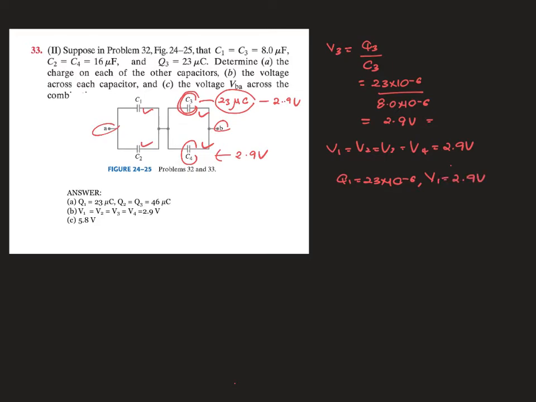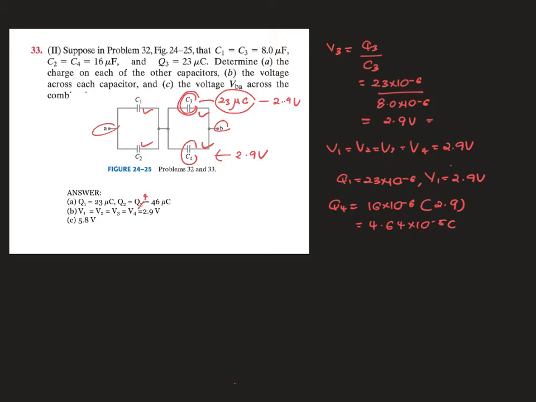For C4, we find the potential difference and the charge. We already know the voltage and capacitance. So Q4 is going to be C4, which is 16 microfarad, times the voltage, which is 2.9. So your Q4 is going to be 4.64 times 10 to the power of -5 coulomb.